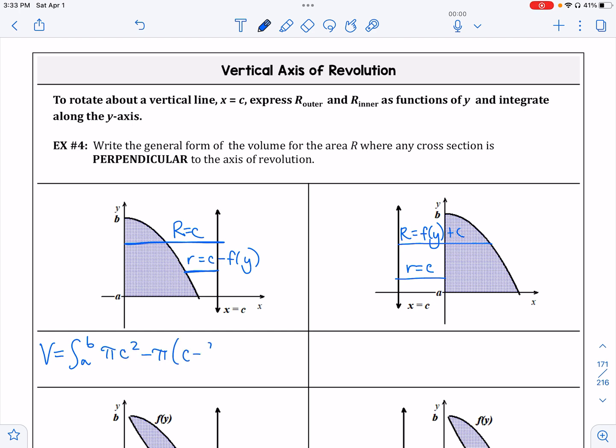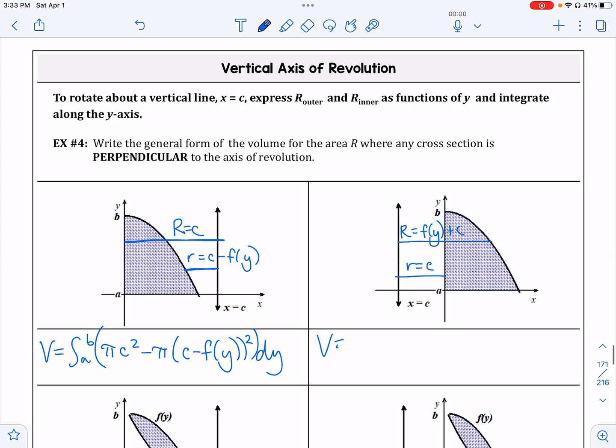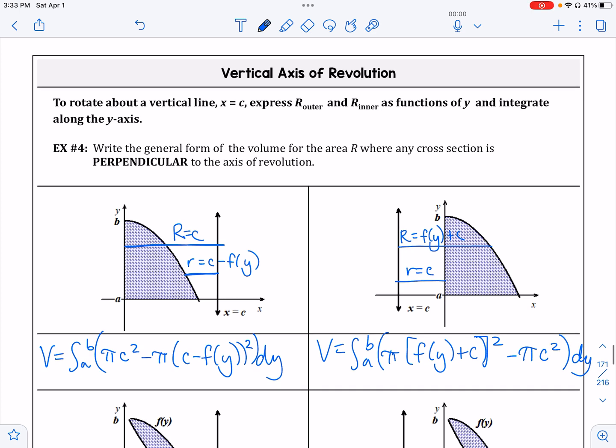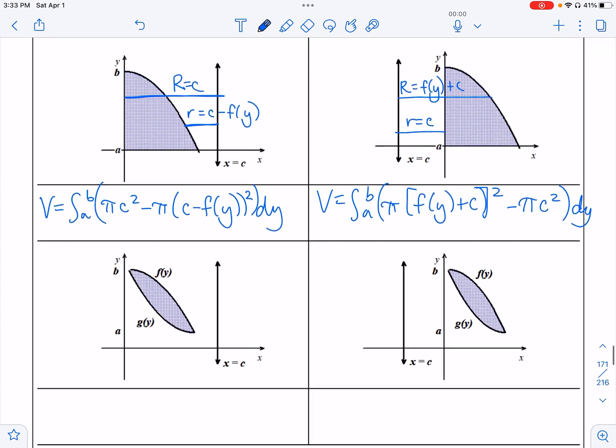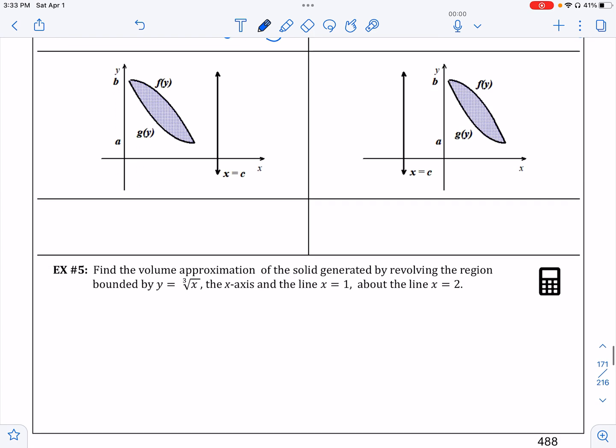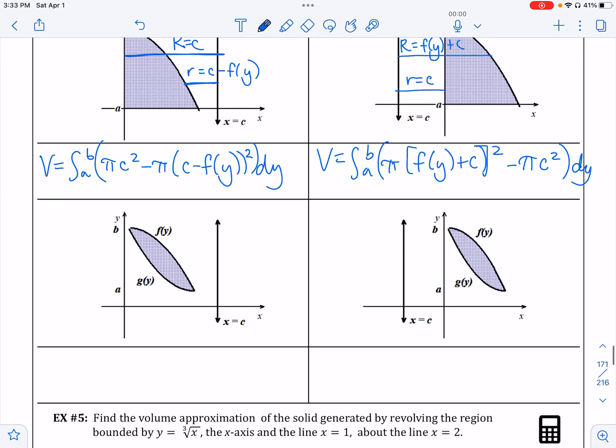I'm just going to set up what each of these looks like as integrals. This volume would be the integral from a to b of pi times (f of y plus c) squared minus pi times c squared dy. Again, the main difference, because we're revolving around a vertical axis, is that things are in terms of y.